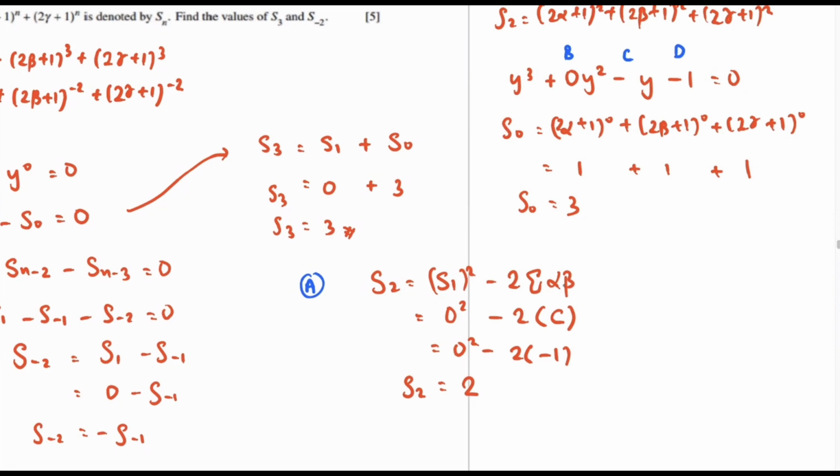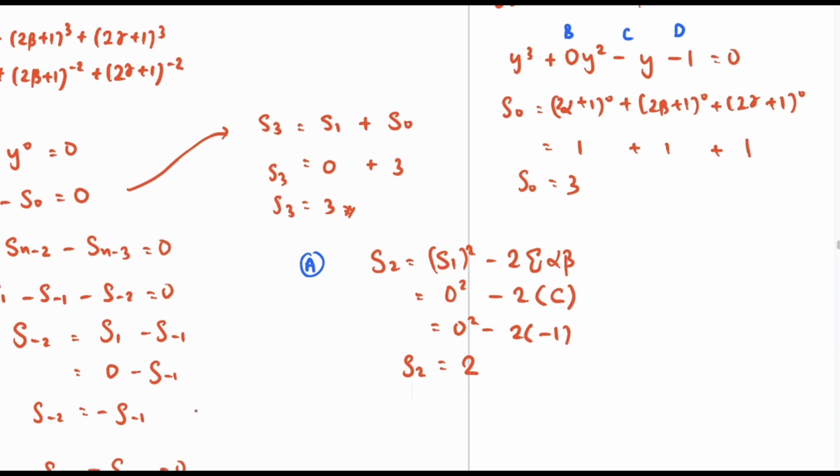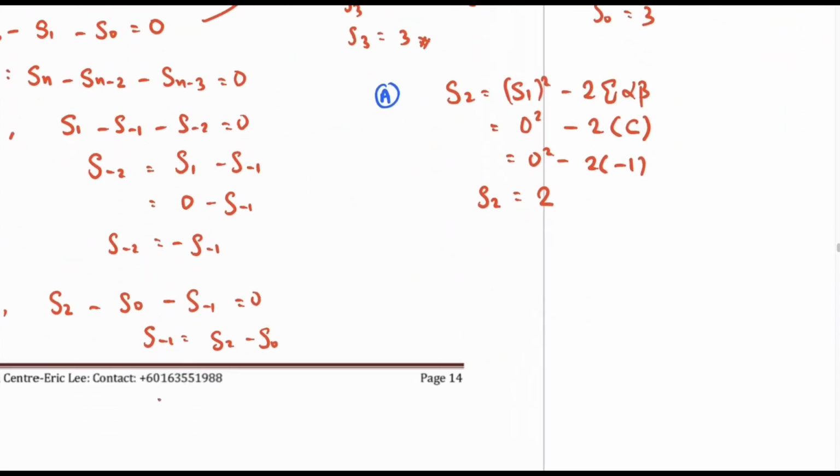So we can always use concept A to find S2. And always remember this is C, the coefficient C in the cubic equation. So we get S2 ready. Now come back to this. S minus 1: S2 is 2, S0 is 3. Then we manage to get negative 1 as the final answer. So negative 1.